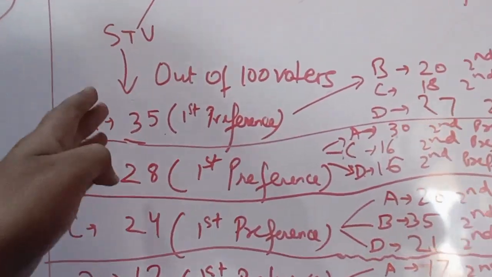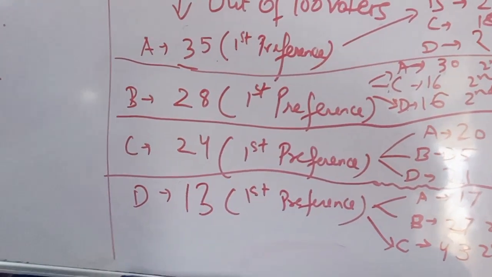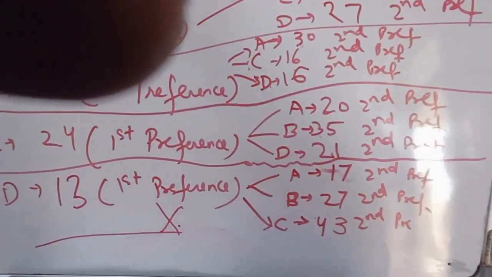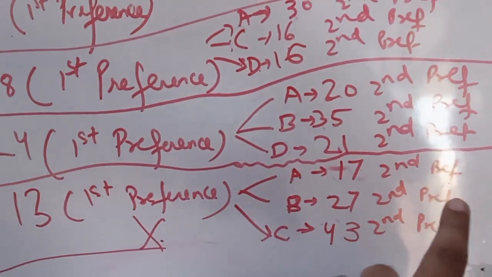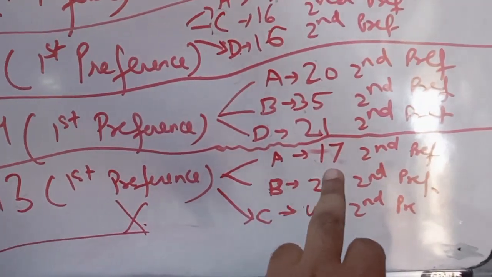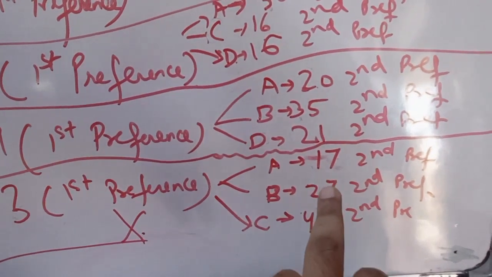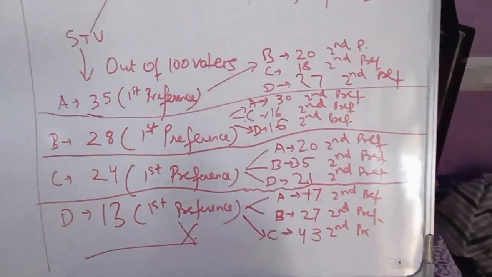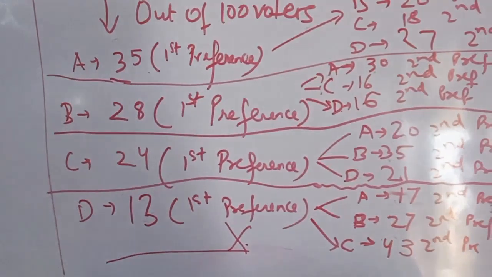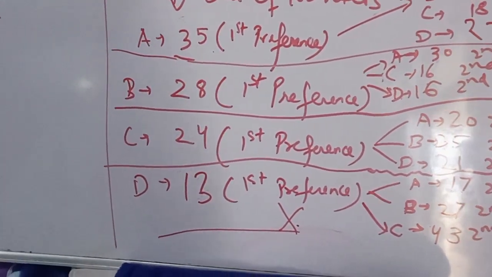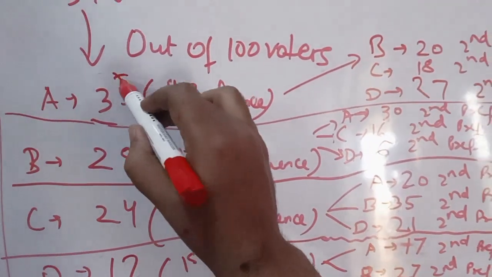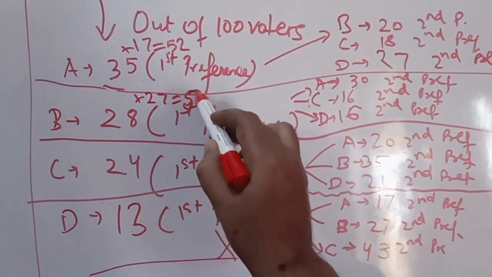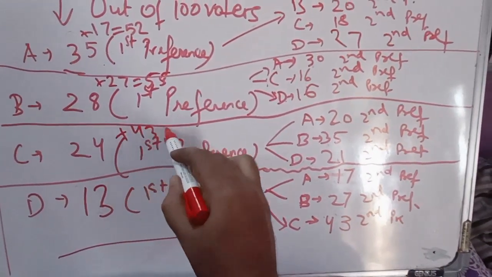Now, none of the candidates secures 51. So D, who has got the least first preferences, is eliminated. For those ballot papers where D is the first preference, we will see the second preference of those voters. Here A has 17 second preferences, B 27, and C 43. These will be accumulated to the respective candidates. So A has 35 plus 17, that is 52. B is 55, and C is 67.